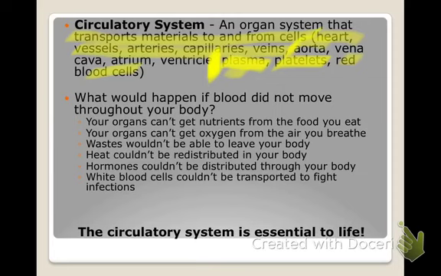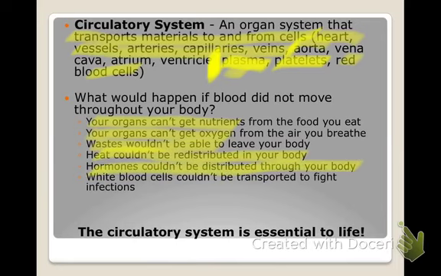So one of the big questions for this unit that you need to be able to answer is what would happen if your blood didn't move throughout your body. If your blood can't move throughout your body, your organs can't get nutrients, they can't get oxygen, they wouldn't be able to get rid of the waste, and so the waste would build up, and that would make your body toxic. Heat couldn't be redistributed in your body, so parts of your body that you're working out, like your leg muscles or your arm muscles, would get so hot that they could actually cook. So that's super dangerous.